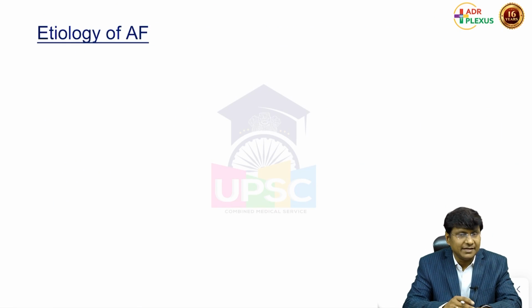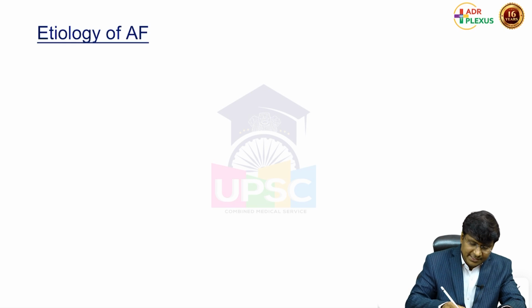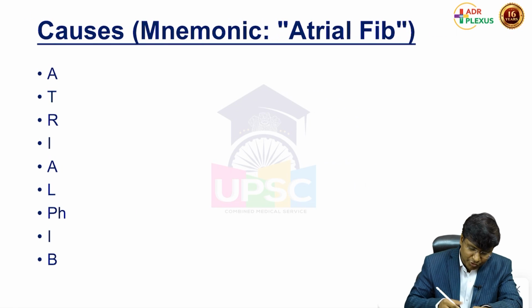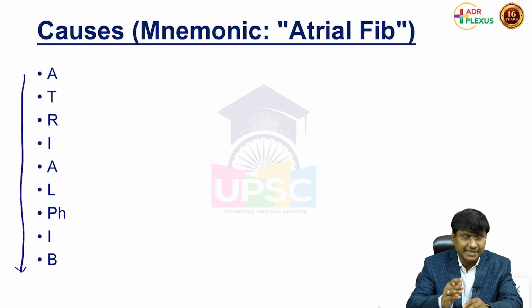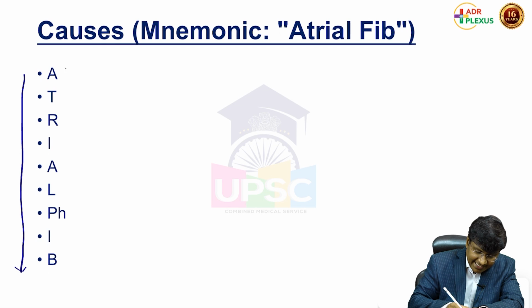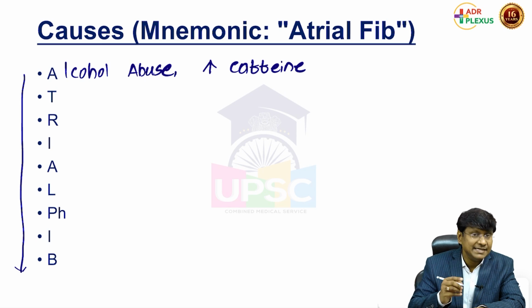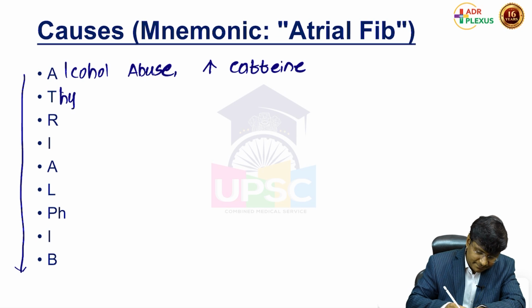Then, if you take the etiology of atrial fibrillation, the most common cause is hypertension. But there are many other causes. The mnemonic is "atrial fib". A stands for alcohol abuse, as well as excess caffeine. T stands for thyroid disorder.